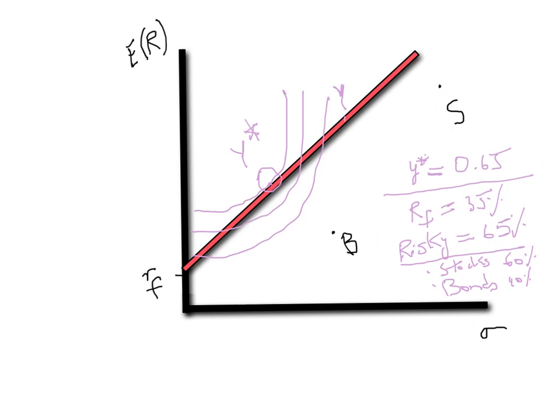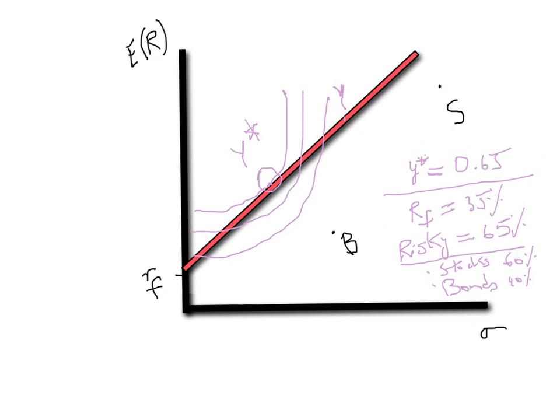To note, suppose that we had $100,000 to invest, and suppose Y star is equal to 0.65. Then it means that 35% of 100,000, which is $35,000, will be invested in the risk-free asset, and the remaining 65%, which is $65,000, would be invested in this portfolio Y, which is a tangency portfolio.